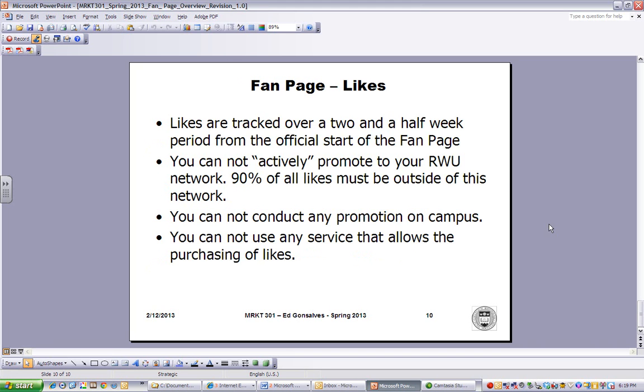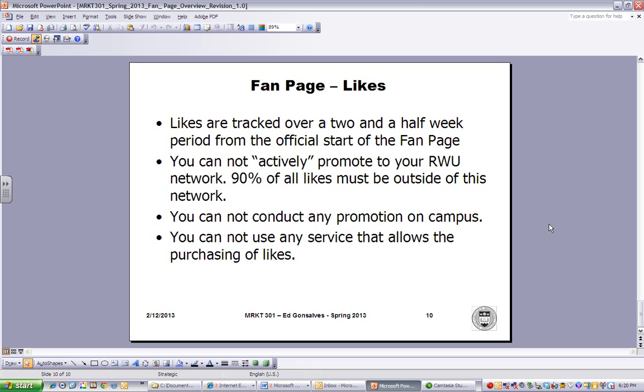One thing regarding likes is we will essentially be tracking them for 2.5 weeks from the official start. You can't actively promote to your Roger Williams University network. In other words, you can have people that like your page who are your fellow students, but your promotion should be primarily made outside of your Roger Williams network. I want to see how you do. I don't want you to tap into what's obvious. I want you to tap into what's not obvious.